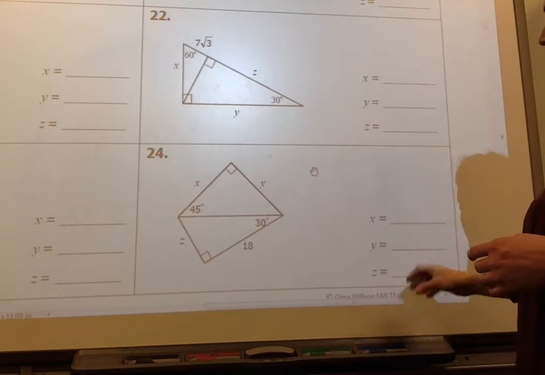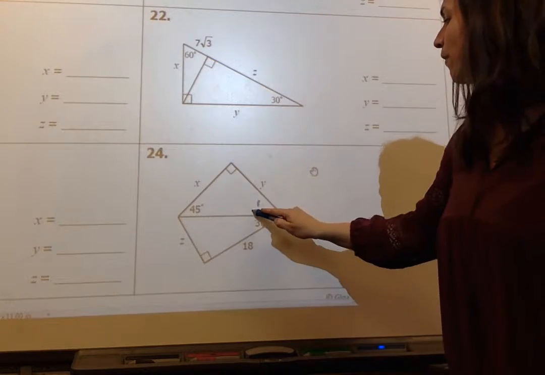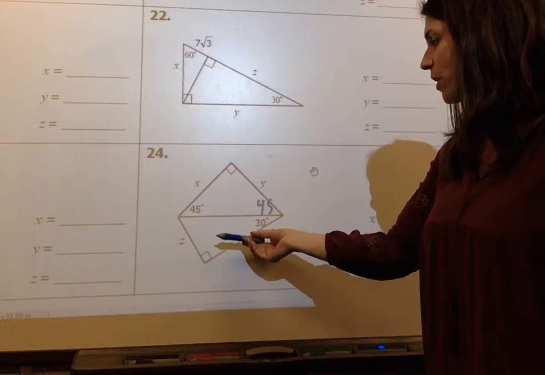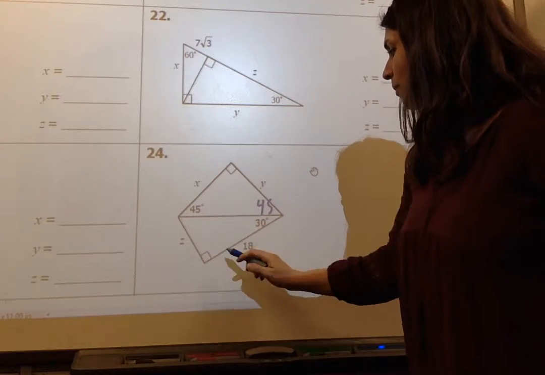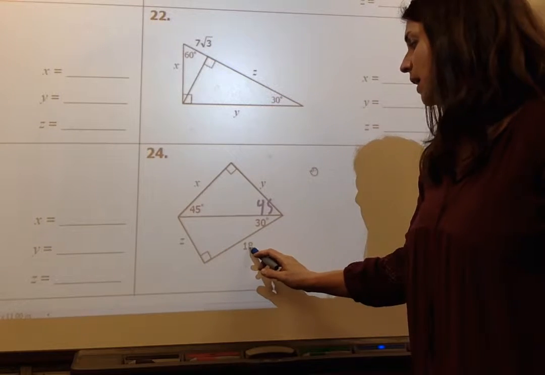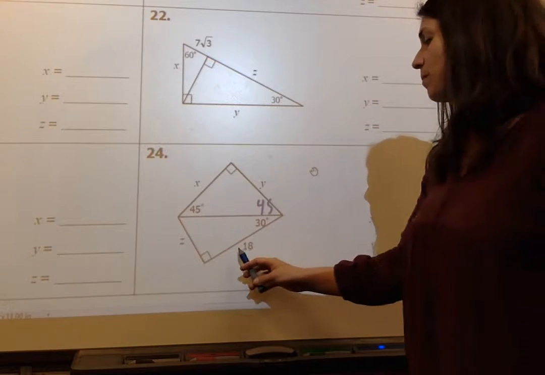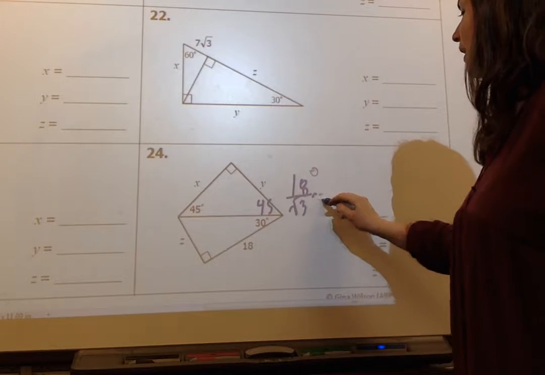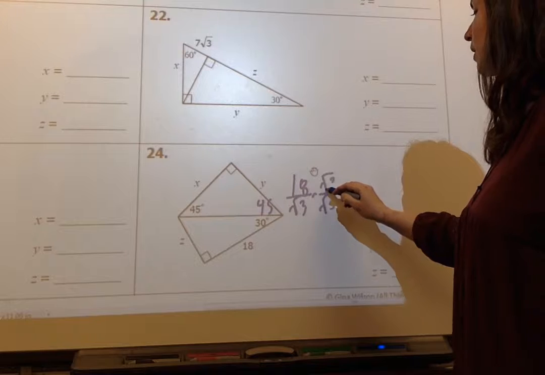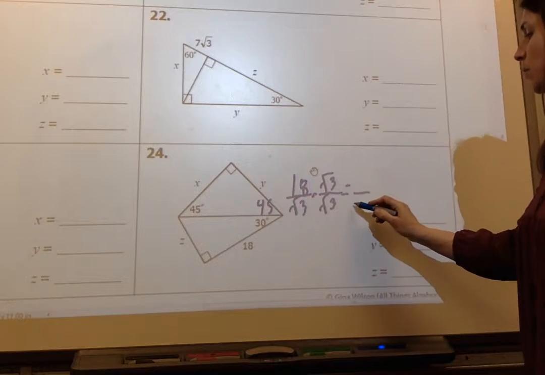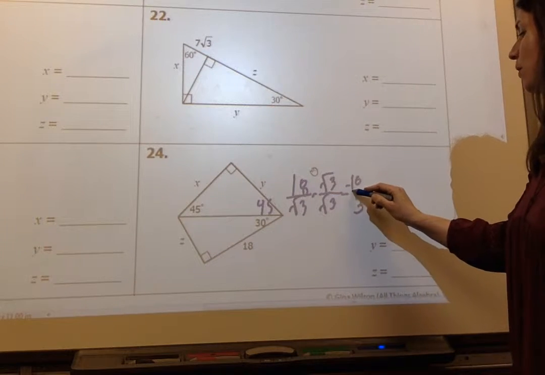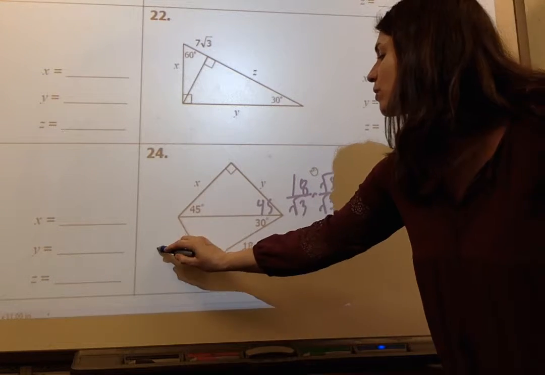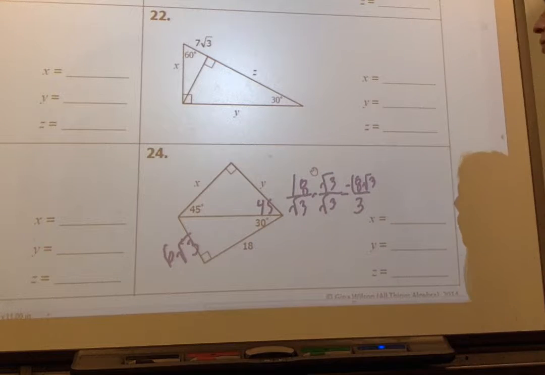And 24, last one, I have a 45-45-90 and a 30-60-90. So I have to start with the information given down here. My short length is z and my medium length is 18. To get from the medium length to the short length, I'm going to divide by square root of 3. Can't have a square root of 3 as a denominator, so I'm going to clear it out. Square root of 3 times square root of 3 is 3. 18 times square root of 3 over 3, and I can simplify 18 and 3 to be 6 square root of 3.